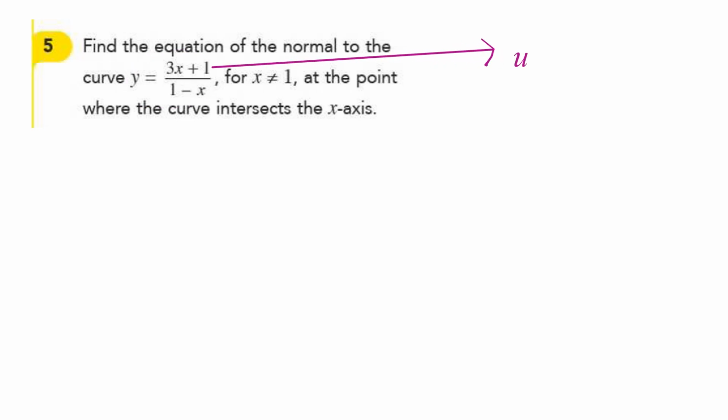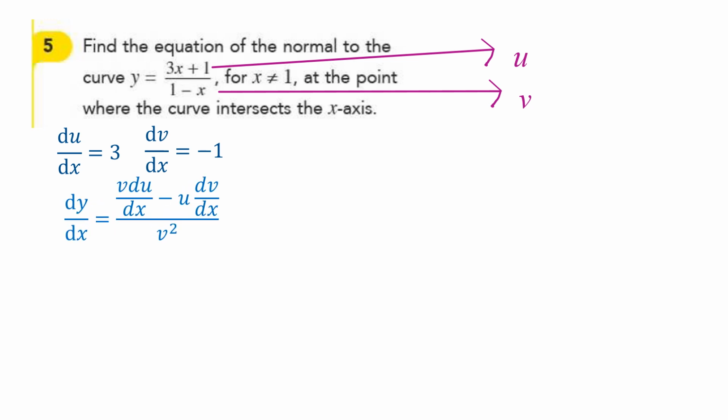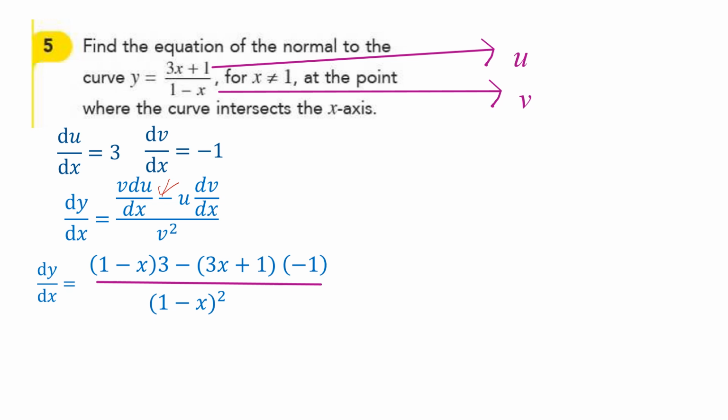So step number 1, let 3x plus 1 be u, 1 minus x be v. Let's find du over dx, which is 3. Differentiating 3x, you get 3. Differentiating 1, you get 0. dv over dx will be negative 1. Write down the formula to find dy dx. Right, this formula, you will have to remember it. It's not difficult. If you have remembered the product rule, basically instead of a plus, this one is a minus, then over v squared. Alright, so let's substitute in all the information. Let's simplify it.